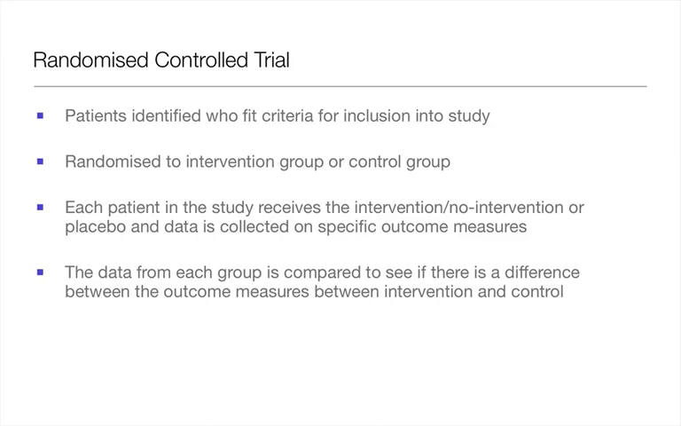And then each patient in the study receives the intervention or no intervention or the placebo, depending on which group they're in. And then data is collected during the study on specific outcome measures. These outcome measures are compared between the two groups to see if there is a difference between the group who receive the intervention and the group who receive no intervention or the placebo. And by doing this, it is possible to ascertain whether the intervention has been of benefit, of no benefit, or indeed of any harm to this group of patients. Now, we'll go into further detail about some of these concepts in a separate podcast in the series on randomized controlled trials.